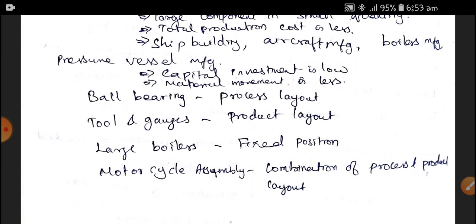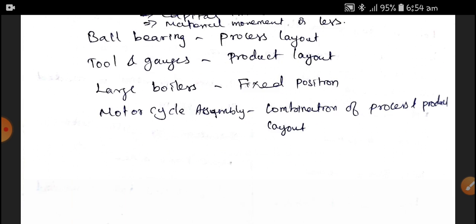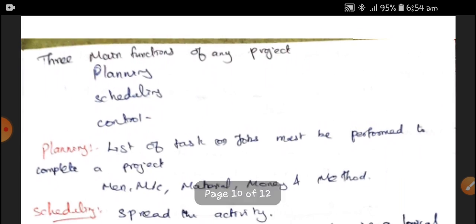Here I would like to give an example. Manufacturing of ball bearings is a process layout, because we can manufacture different sizes and shapes of bearings and balls, while tools and gauges are in the product layout. If you are manufacturing a vernier, a single device, it can be manufactured in a single line. Large boilers use a fixed position layout, whereas motorcycle assembly is a combination of product as well as process layout.